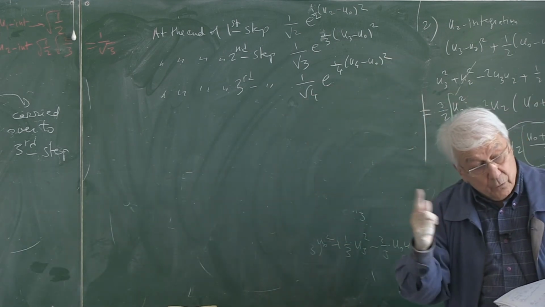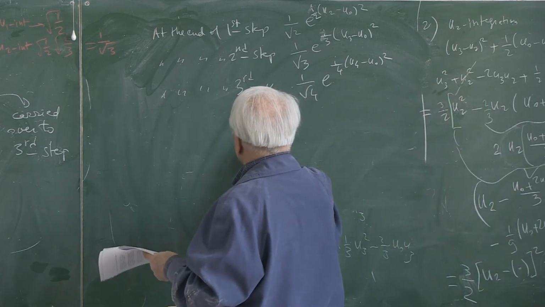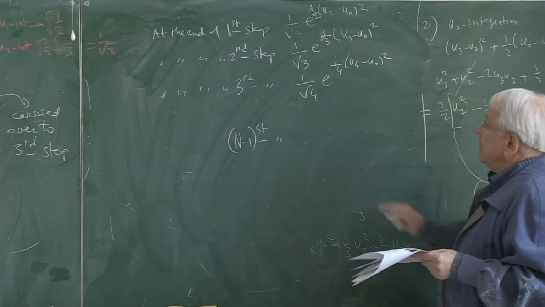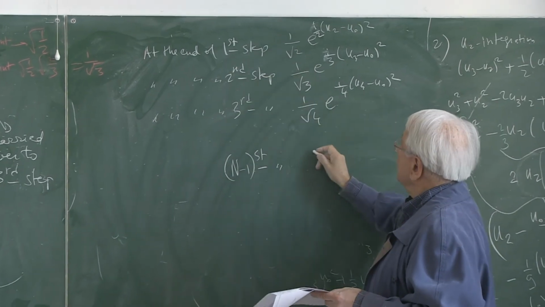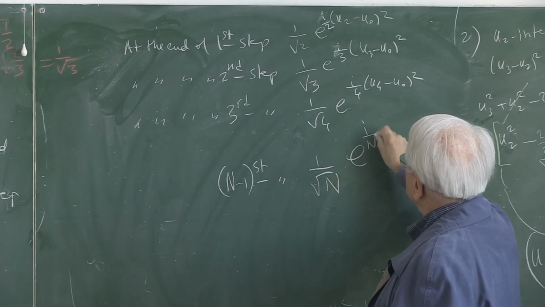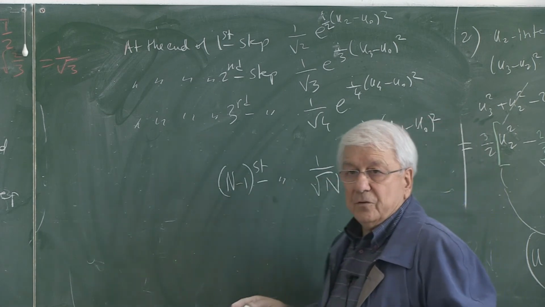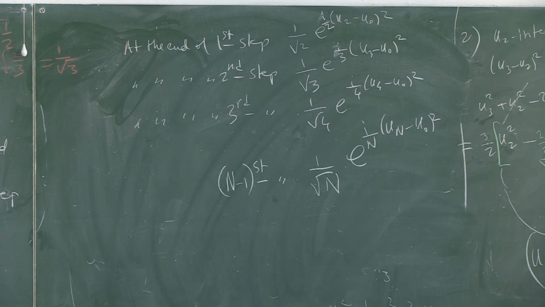You're really going over. At the end of the (n minus 1)th step, what do I have? Third, fourth, second, 3, first, 1. So 1 over n, e to the i over n, (un minus u0) squared. At the end of the (n minus 1)th step, I am done. I have carried out all the integrations. So this is really the result, isn't it?